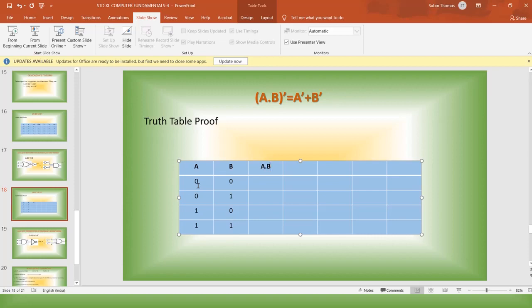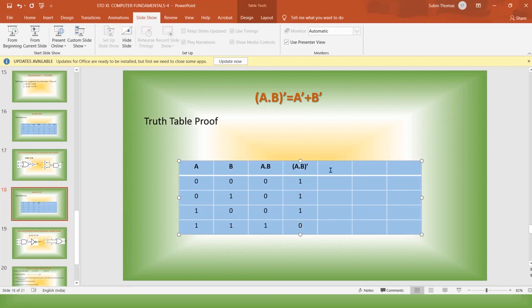AB means AND operation. AND operation means both the inputs must be true, or both inputs must be 1, then only the output will be 1. So here it is 0, this is 0, here it is 0, here it is 1. And now the next operation is A into B the whole complement, AB the whole complement. So you calculated AB, its complement is 1, 1, 1 and 0. This is AB the whole complement.